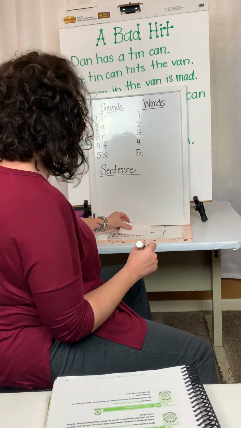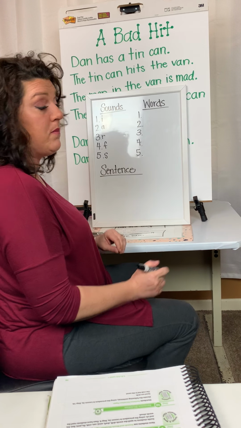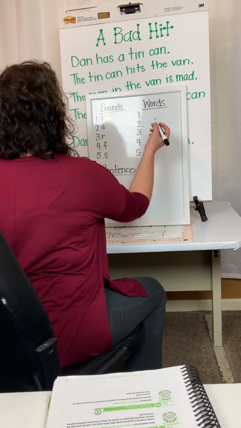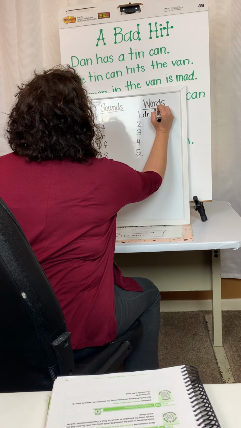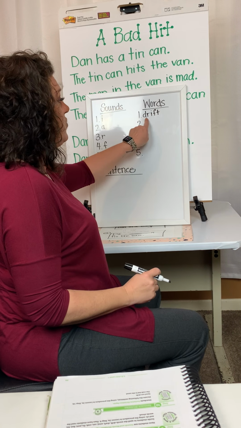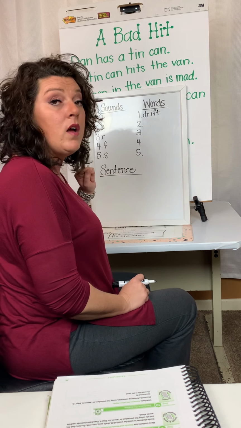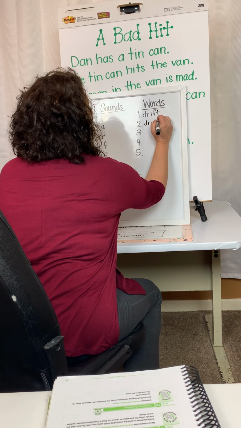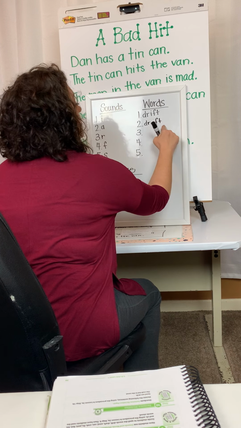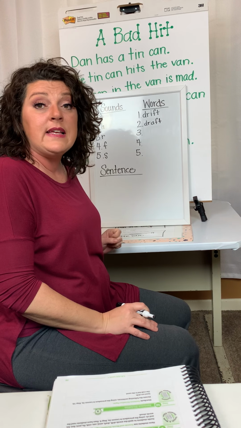Okay, let's go ahead and check. All right, the first word was drift. Remember when we sound that out, there are 5 phonemes, 5 letters. D, r, I, f, t. Drift. Make sure your D's go in the correct direction. All right. Number 2 was draft. D, r, a, f, t. Draft. Okay.